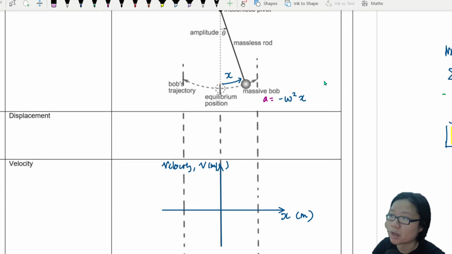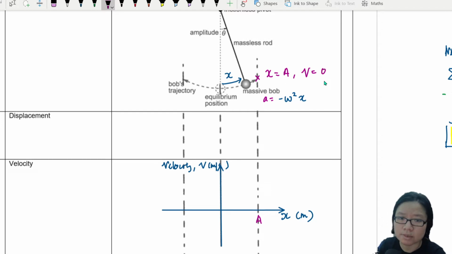Okay, so let me write for you. Here, at this point, when x is equal to the amplitude, this one is A, velocity is 0. Because it's 0.